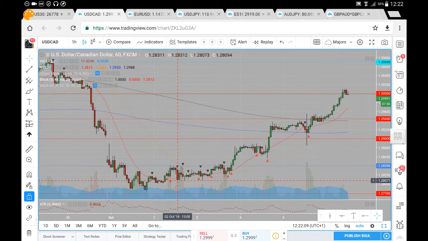So here on the US dollar CAD, we've had prices test the 128.39 on a few occasions, broke above the 128.39, went into a brief consolidation around the 128.80. So a pretty strong break of the 129.